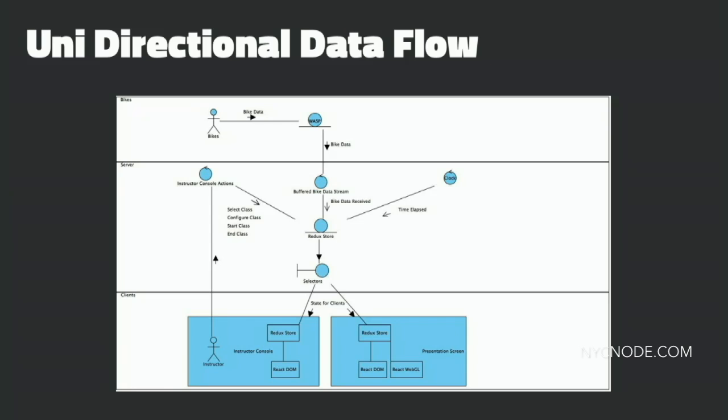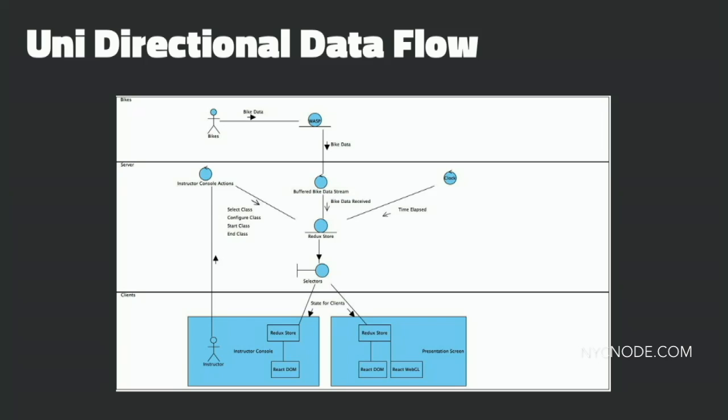So what we ended up with at Pursuit is essentially a unidirectional data flow, and I'll explain how that works. The bikes up at the top of the screen send a lot of bike data at a rapid pace. We buffer that, and then after each buffered set of data, we dispatch an action called bike data received. The other source of actions is the instructor on the iPad, pressing buttons like selecting the class, configuring the class, starting the class, or ending the class.